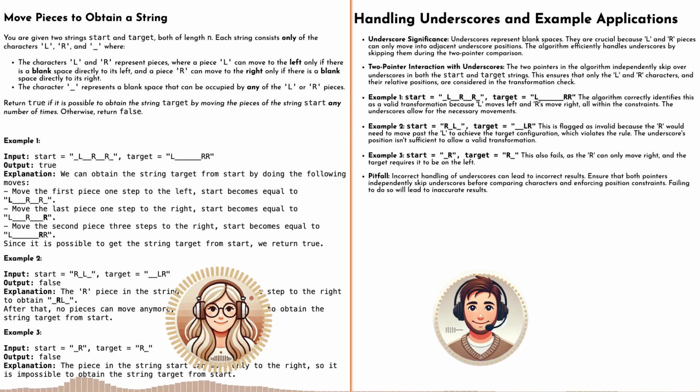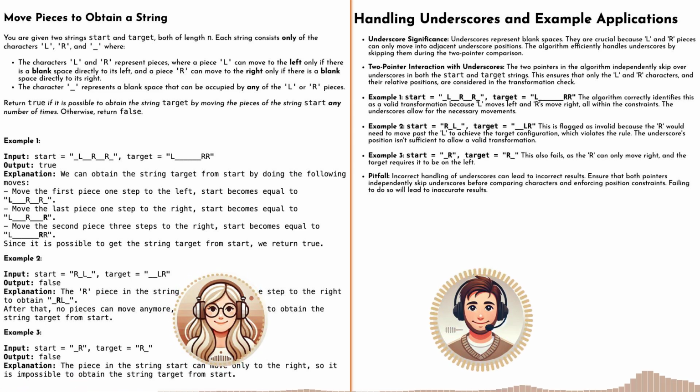The movement rules. Right. So let me see. The L in the original string is at index 1, and in the target string, it's at index 0. And remember, L can only move left. So to get from index 1 to index 0, it'd have to move right. Illegal move. Busted. That L can't get to where it needs to be. But wait, does that mean the whole transformation fails? Not necessarily. Remember, we're checking each L and R individually. Right. So we just keep moving these pointers. Exactly. Let's see what happens.